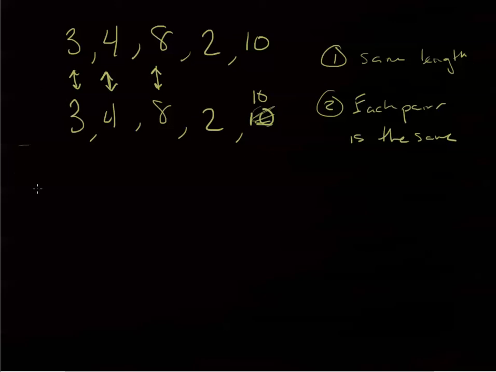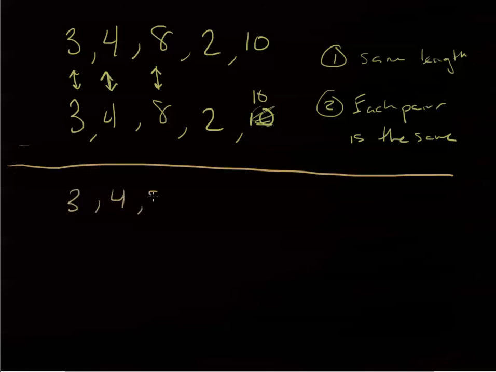What I'd like to do though is consider the situation where they're not equal. Let's say that they're the same length, 8, 2, and 10, but now we've got something slightly different. How do we figure out whether they're equal or not?